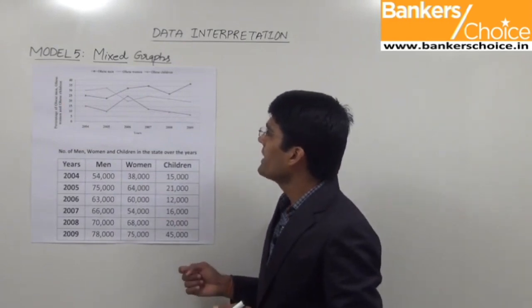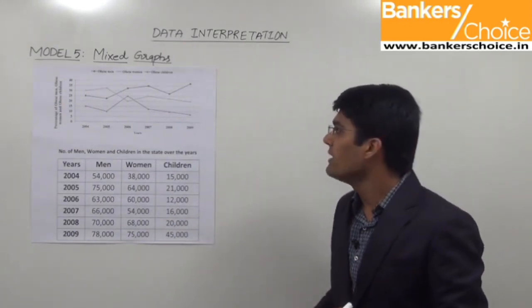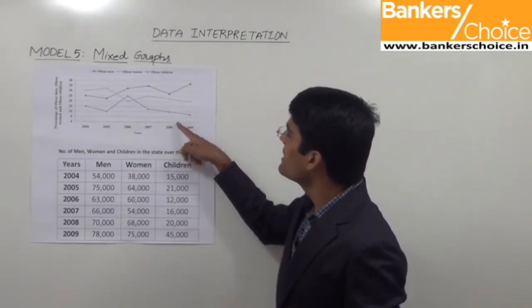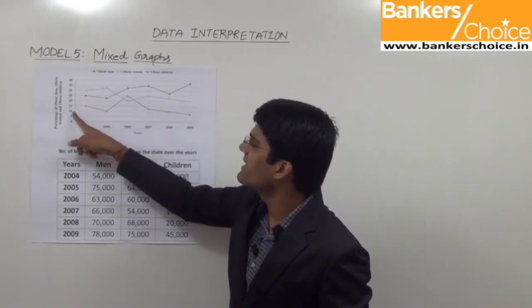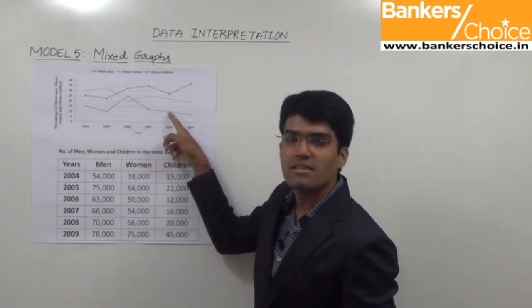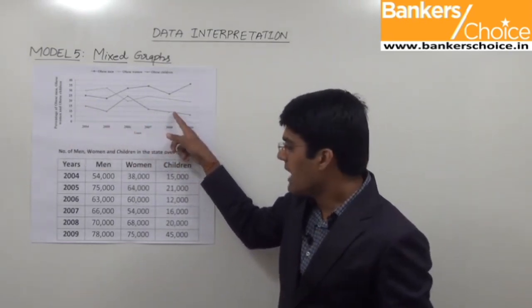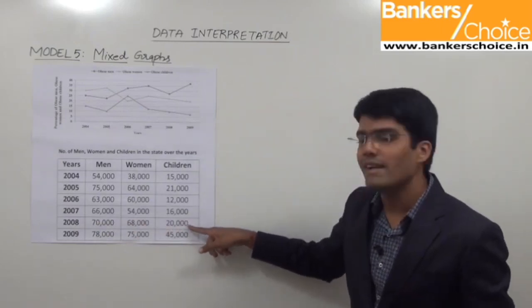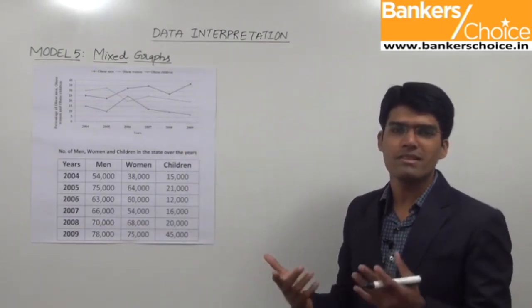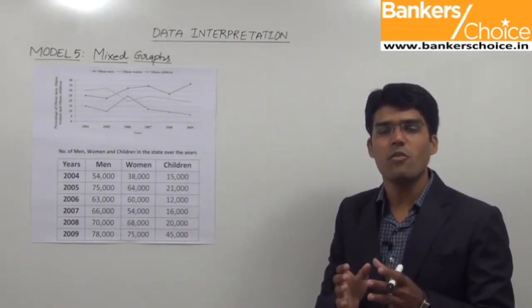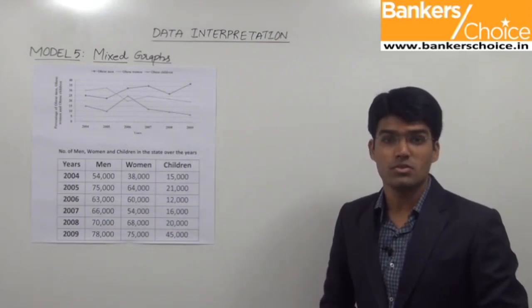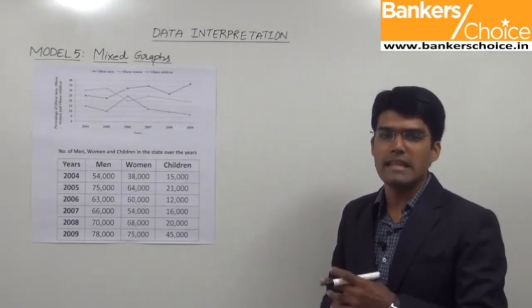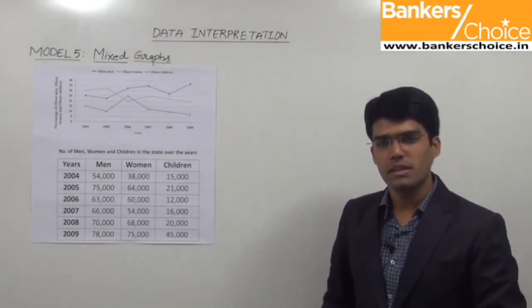Similarly, let's say we have to find out the number of obese children in 2008. Now in 2008 the percentage of obese children is 10, so 10% of the children in 2008 were obese, and the total number of children in 2008 is 20,000. So 10% of 20,000 is 2,000. That means the number of obese children in 2008 is 2,000. Likewise, it can be done for any type of person and for any of the given years.